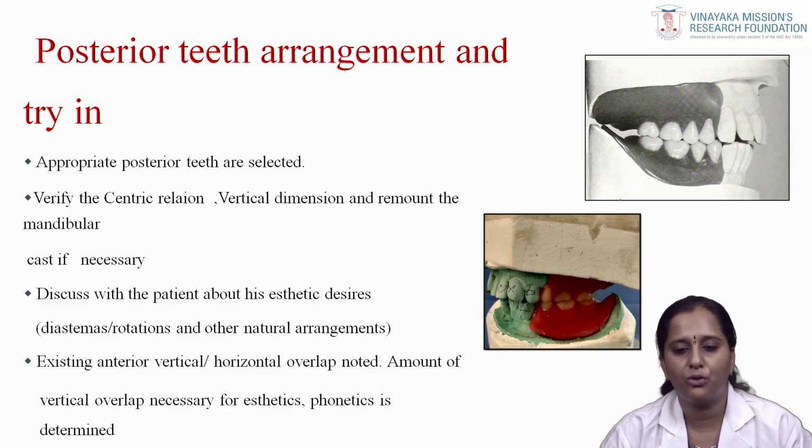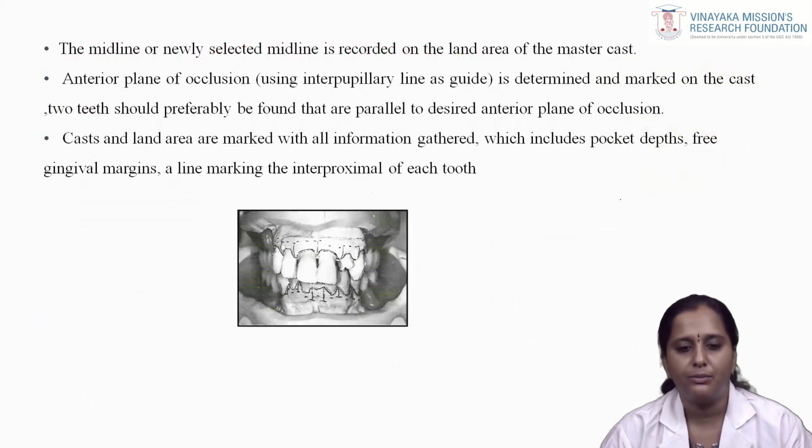And then we go for the posterior teeth arrangement. Appropriate posterior teeth have to be selected, and based on the centric relation and the vertical dimension, the teeth have to be arranged, and the wax try-in for the posterior teeth alone has to be checked with the patient to verify their centric relation. After the centric relation has been recorded, the newly selected midline is recorded on the land area of the master cast. This has to be done after the jaw relation.